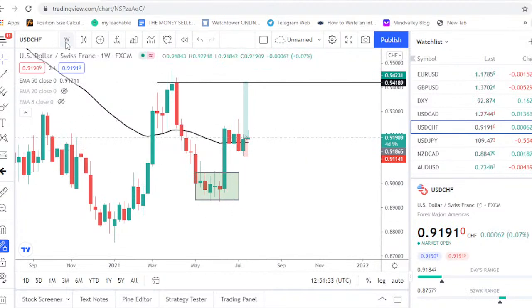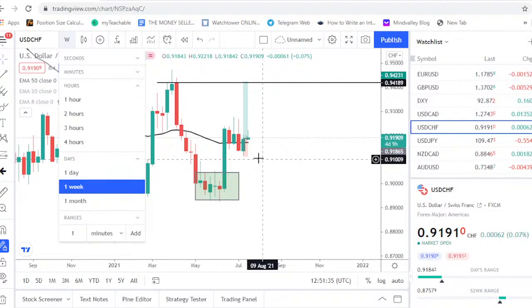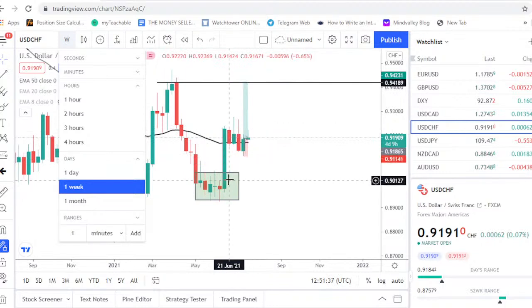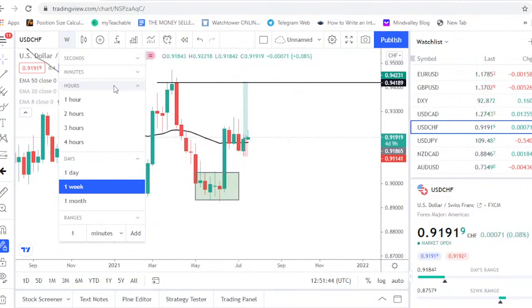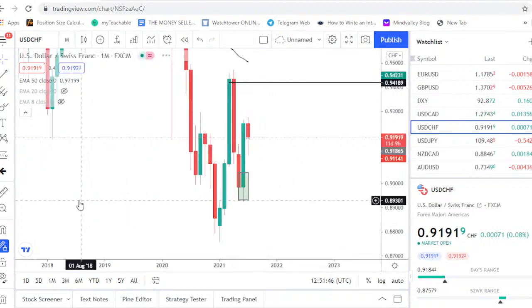It may not get there this week. It may not get there in a while, and in fact it may retrace a little more and get to some percentage of this engulfing candle. It could even get as much as this point before it continues its way up. Let's look at that on the monthly as well.